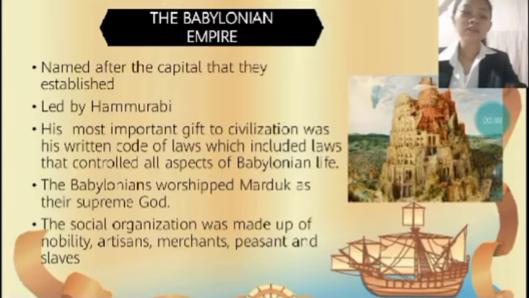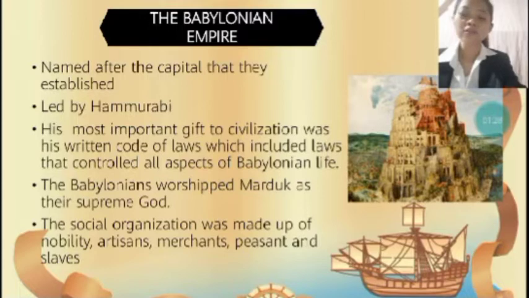Just like the Sumerians, they were farmers and they also raised domesticated animals. They also wove textiles and were more enterprising than the Sumerians. The social organization was made up of nobility, artisans, merchants, peasants, and slaves. Women were given the same stature as men. They could trade, enter professions, and even become priestesses.